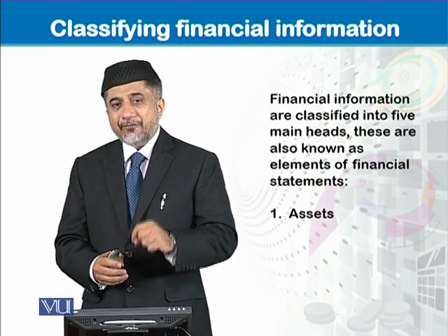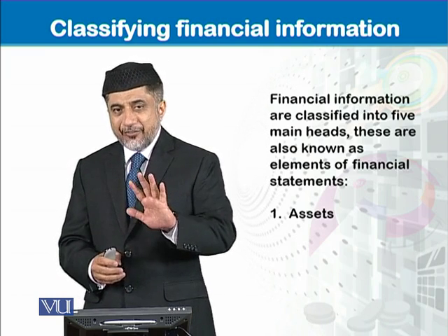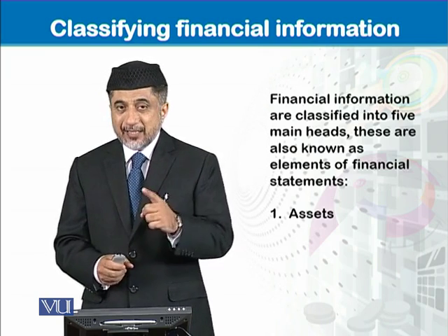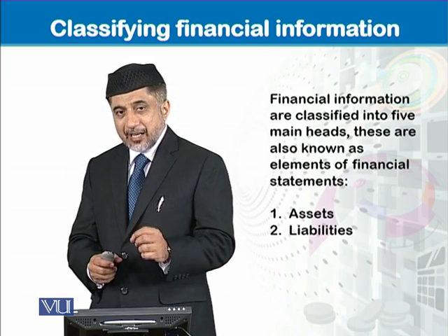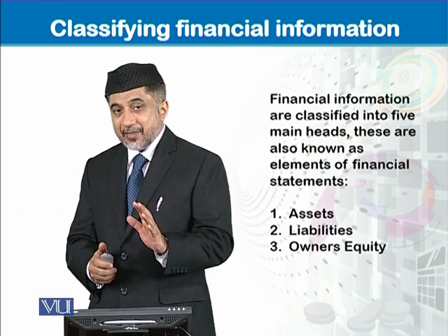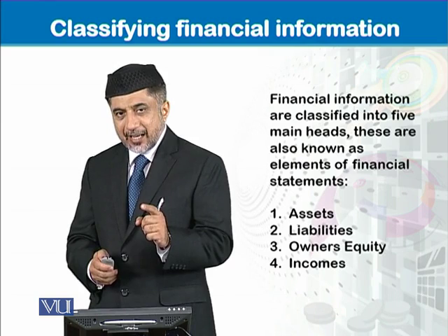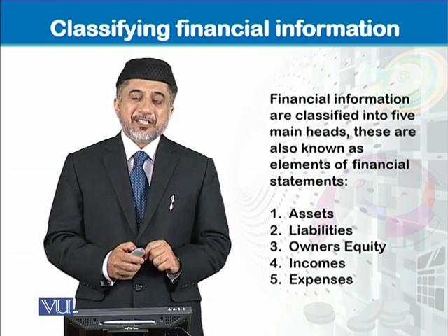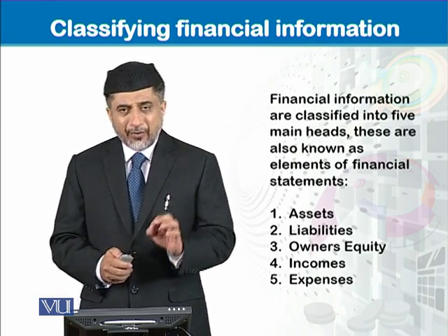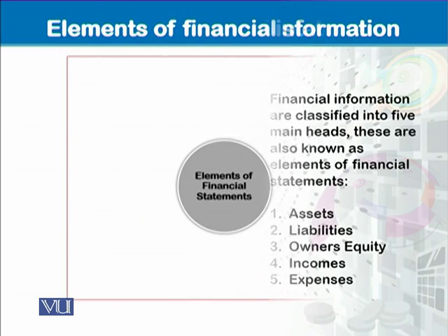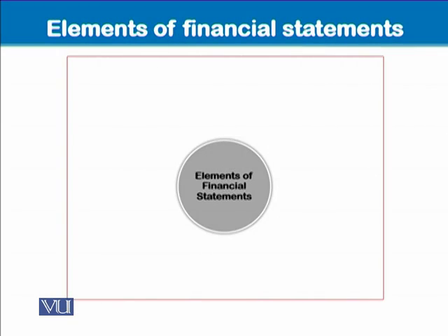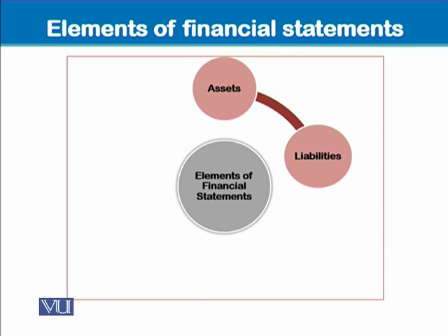So the financial information is classified into 5 main heads. Number 1 is asset. Number 2 is liabilities. Number 3, owner's equity. Number 4, incomes. And number 5, expenses. We will discuss these 5 main heads point to point. All these 5 main heads, I repeat, are in fact the elements of financial statements.